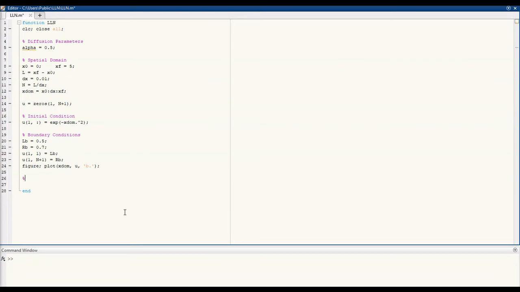So let's also talk about our temporal terms. So our temporal domain.